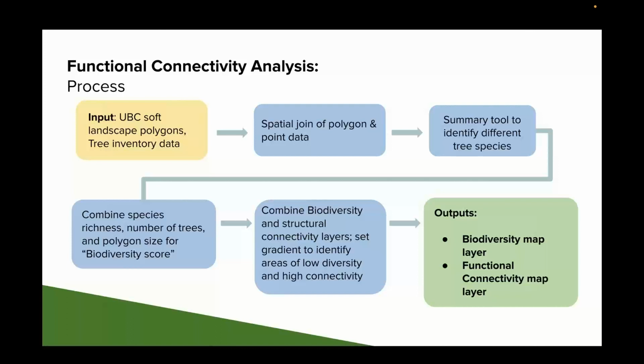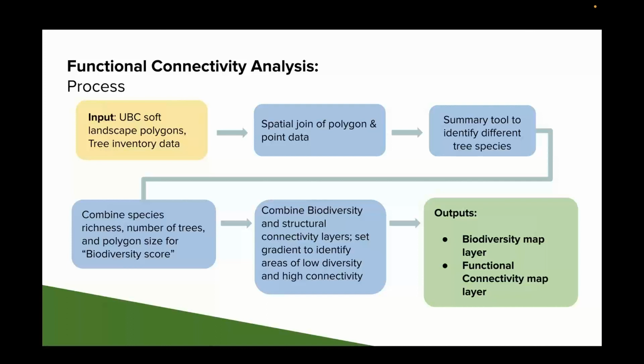To create this map, I first had to conduct a spatial join of the UBC tree point and the soft landscape polygon data to determine which green spaces contained which individual tree points. After this, I ran a summary analysis that collected the amount of unique species names of each tree point and the total number of individual trees within, creating a biodiversity score for each polygon.